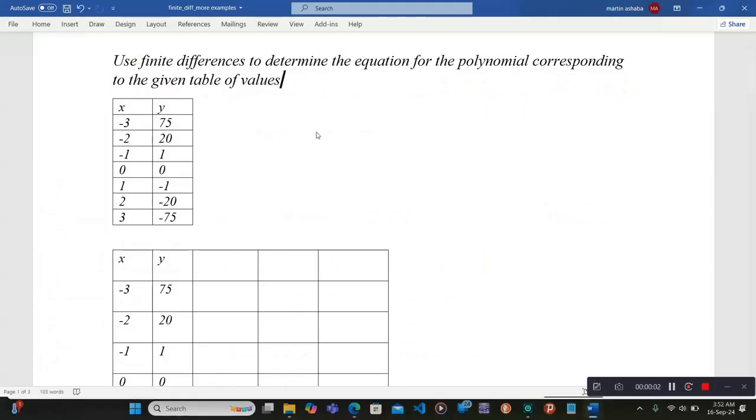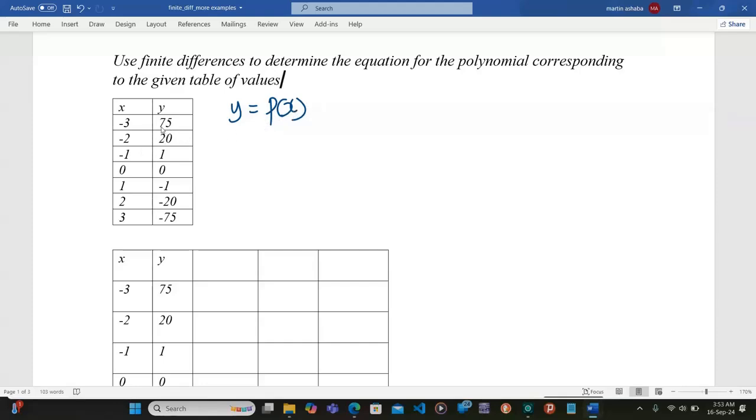So, hello members. In our discussion today, we are using finite differences to determine the equation of the polynomial that gave the corresponding values of the polynomial at each of the x values. So we have x and we have y, meaning y represents the polynomial of x. And at each value of x, we gave y.